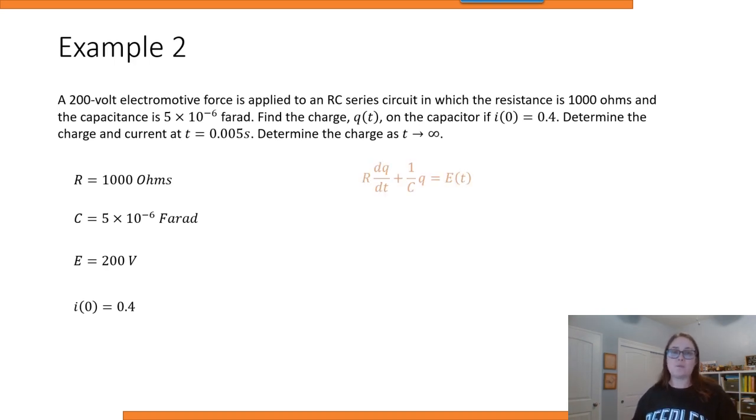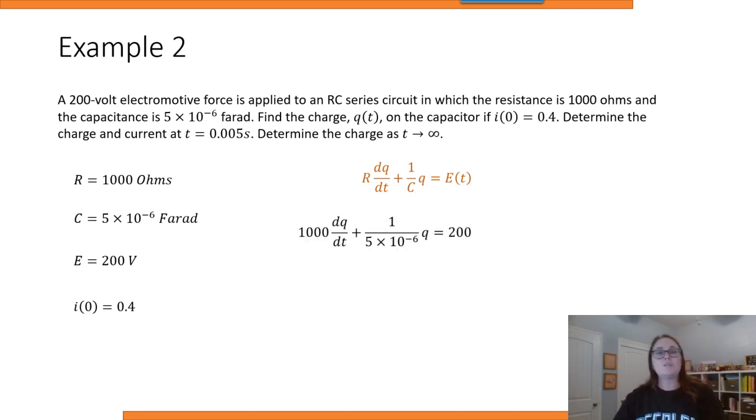Okay, so with all this information, we can use one of those formulas: R dq/dt plus 1 over C times q equals E of t. And we can plug all this in to get our differential equation. So 1000 dq/dt plus 1 over 5 times 10 to the negative 6 times q equals 200. Plugging that in makes it a little easier to see what we're looking for here. I'm going to solve this differential equation for q of t, and that'll give me the first thing they asked for, the charge.